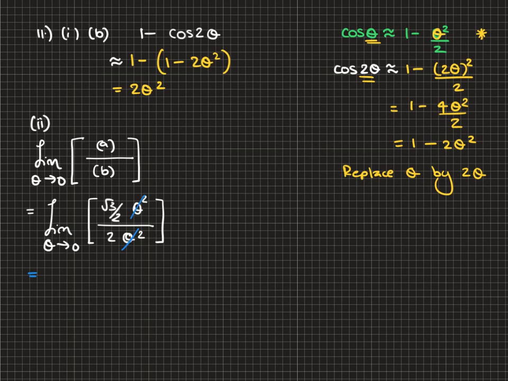Once the theta squared is cancelled, there's no values of theta left in this, which means the limit is root 3 over 4. If we did have a theta value left, for example, in the numerator, we'd have to then allow that to approach 0, but actually both the numerator and denominator only contain theta squared, which cancels anyway.